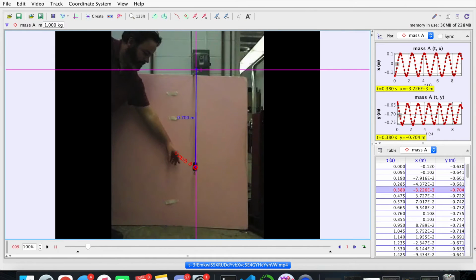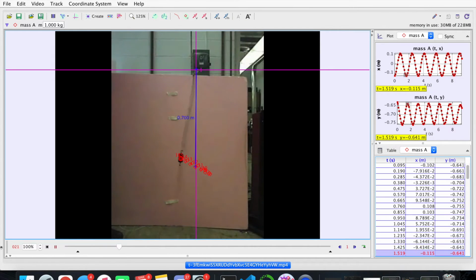Here is a video I observed using Tracker. I chose my origin as the point where the spring was attached to the pivot position, and I then recorded the positions of the mass as it oscillated around. I then got the positions of the x and the y during the time intervals.